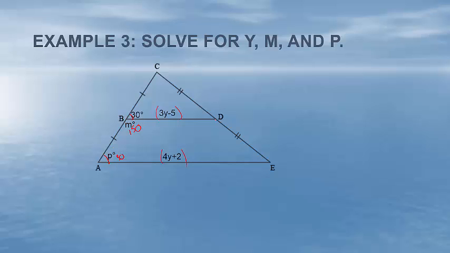Now B to D is a mid-segment. Because of these tick marks, I know D is a midpoint and B is a midpoint. So to go from BD to AE, I have to multiply this by 2. So we're going to set up the following expression. 2 times the mid-segment will equal the longer segment. So I'd like you to go ahead and solve that for y and see if you get what I get.